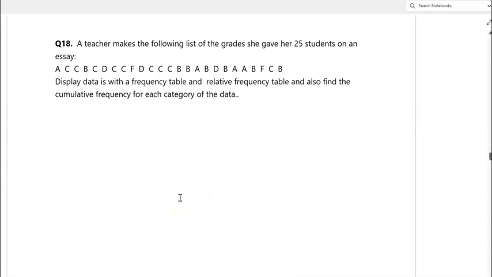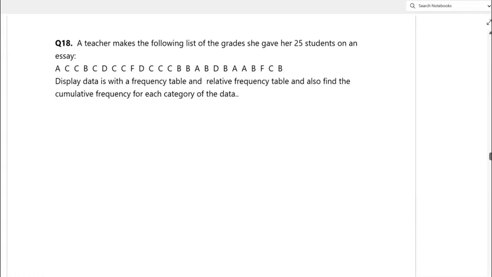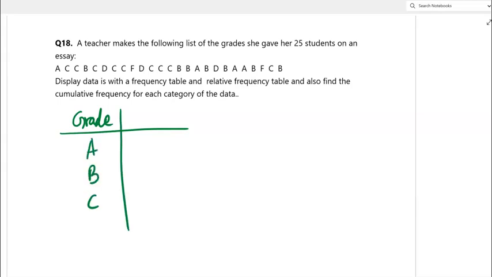Question number 18. A teacher makes the following list of grades she gave her 25 students on an essay. Here are the grades. Display the data with a frequency table and relative frequency table, and also find the cumulative frequency for each category of the data. So first you have to find the grade as a category. The first column is going to be grade: A, B, C, D, and F. They are the grades, right? So this is the first column.